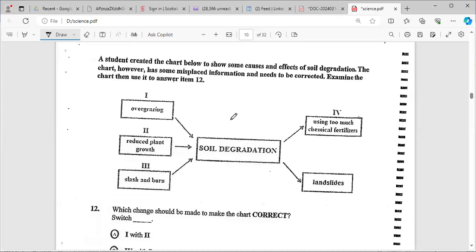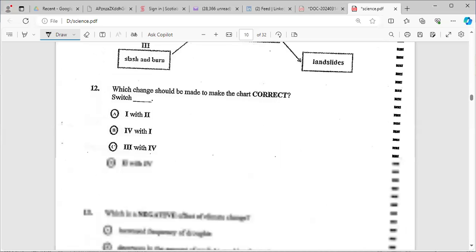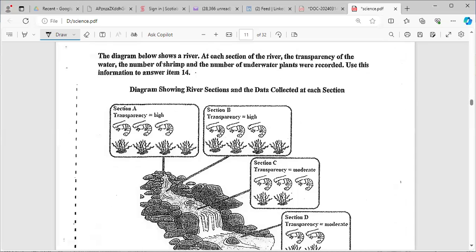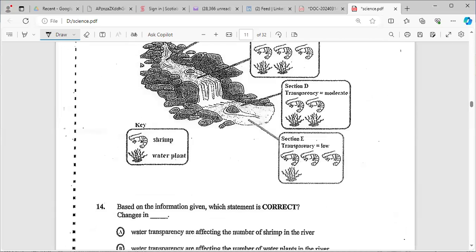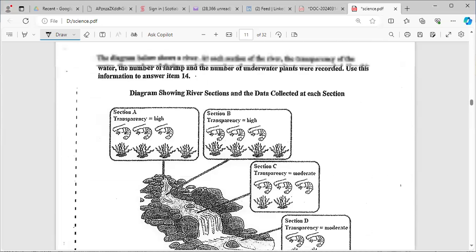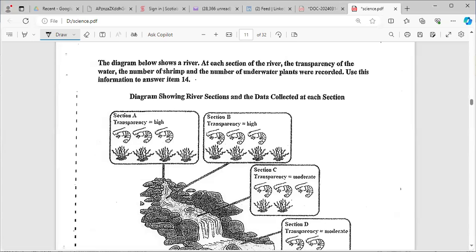A student created a chart below to show some causes, and it's repeating guys, it repeats. So we're actually at 14 now. This is actually 14. Alright. The diagram below shows a river. At each section of the river, the transparency of water, the number of shrimp, and the number of underwater plants were recorded. Use this information to answer item 14.